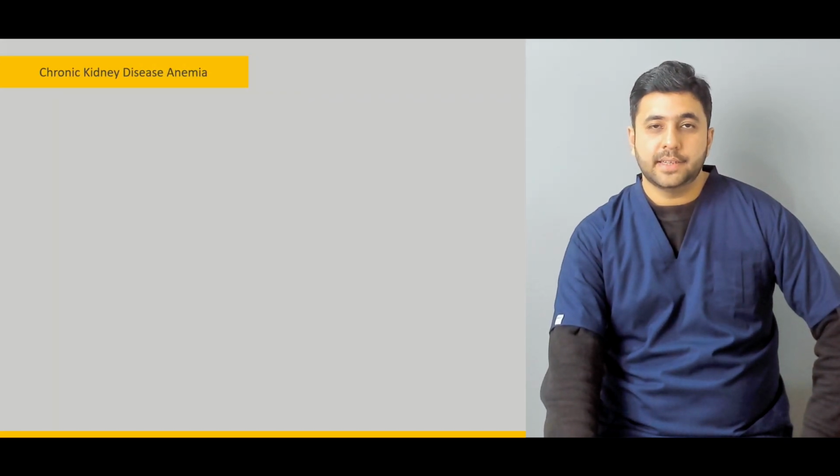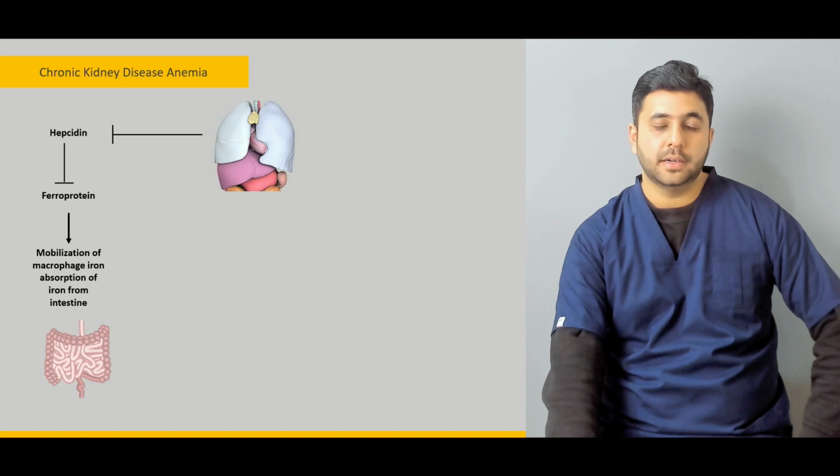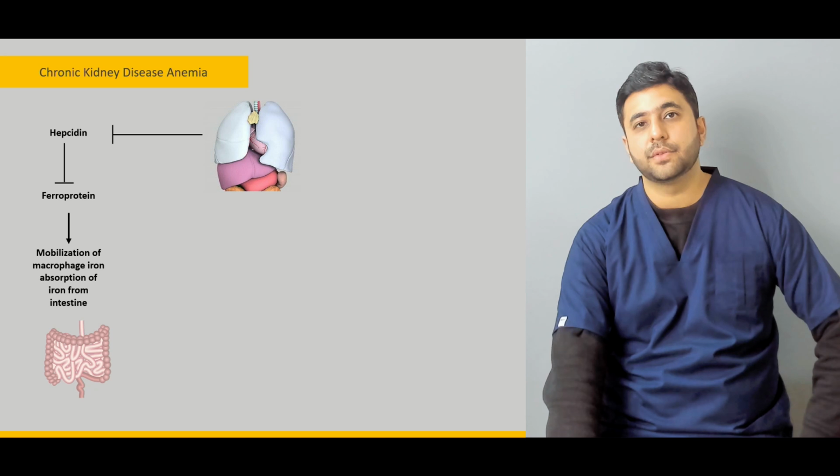Now, another condition that leads to hypoproliferative anemia is chronic kidney disease anemia. What happens in the kidney? The mechanism is almost the same. There is increased hepcidin production, which leads to ferroportin downregulation at the level of the gut, and there is a decreased mobilization of iron stores from the intestine, similar to the anemia of chronic disease.